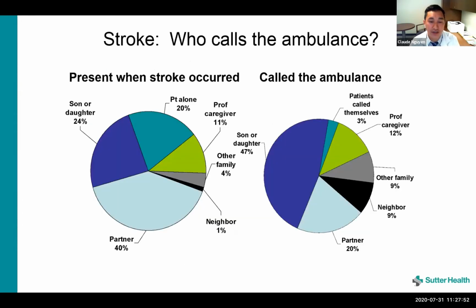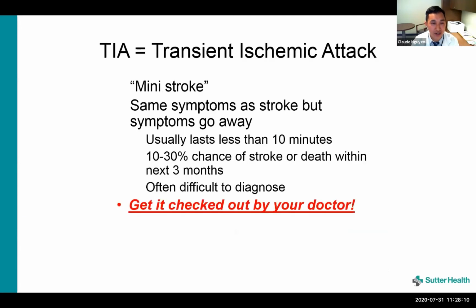And then this is just to show you who actually is there to call for help when somebody has a stroke. Oftentimes it's the patient's significant other or family member. And so, again, don't ignore your family, listen to them. They have your best interests at heart.